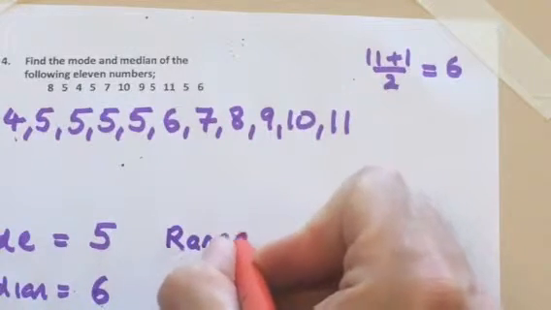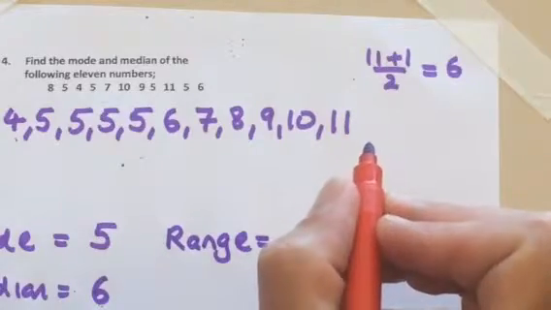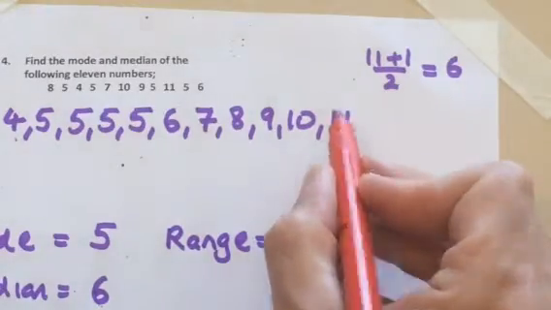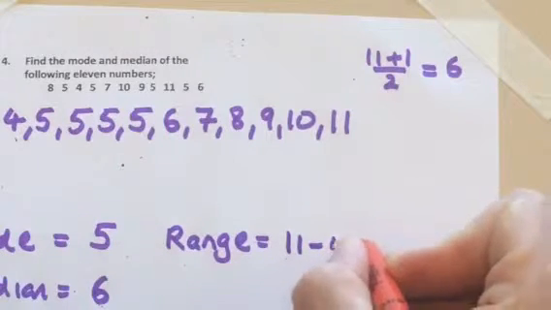Okay, so we can also easily work out from this the range. And the range is the biggest number, take away the smallest number. Biggest number is 11, smallest number is 4, so the range is 7.